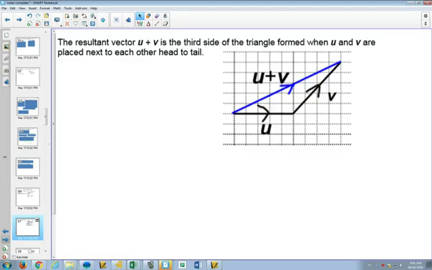We always join our vectors head to tail. So vector u is going in this direction. This would be the head of that vector. And vector v is going in this direction. That would be the head of that vector. And so when we join them together, we take the tail of vector v and join it to the head of vector u.